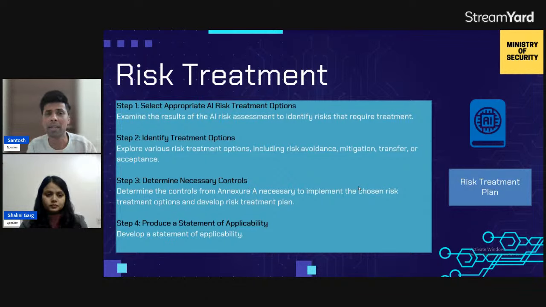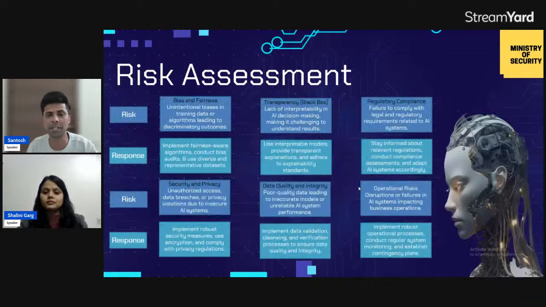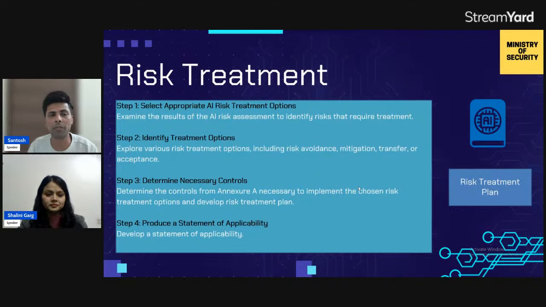You plan for technical measures as part of your risk treatment process, and finally you end up having a statement of applicability. In the previous step, the documents which the auditor might look at are the risk assessment methodology and the risk assessment sheet, and here the outcome of risk treatment will help you in giving the risk treatment plan and the statement of applicability. Both are required to be presented in a documented format to your auditor.